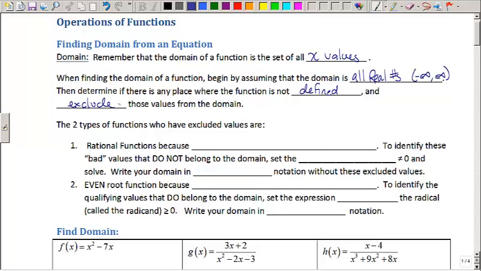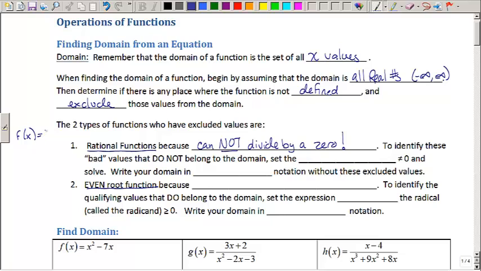The two types of functions that have excluded values are rational functions and even root functions. Rational functions have excluded values because you cannot divide by zero. You're never allowed to have the denominator being equal to 0. So let me give you an example of what I'm talking about here.